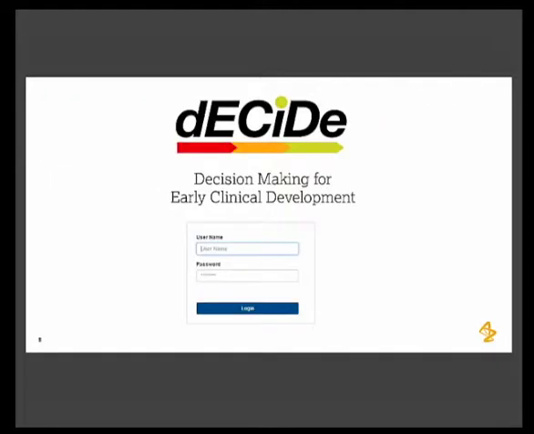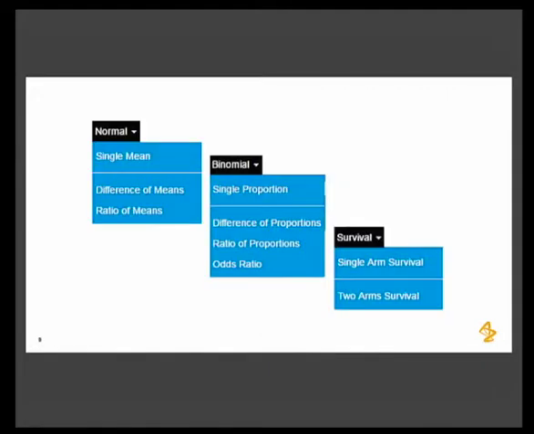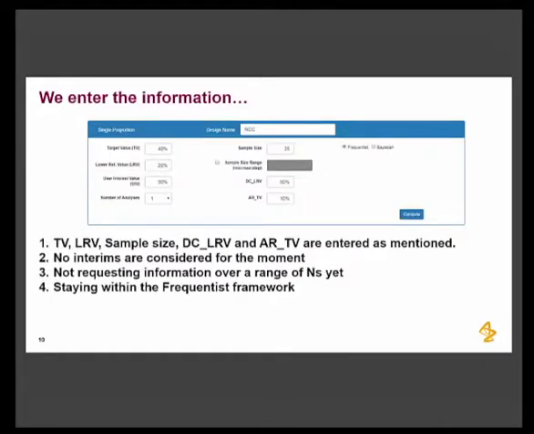So first thing we do is we log into the Decide tool, which is a very familiar process. You put your username in, your password, and you hit log in. And then there's a series of options as to which endpoint you can choose. And for us, because we're talking about a single arm binomial, we're going to use a single proportion. So the next step is to enter the information.